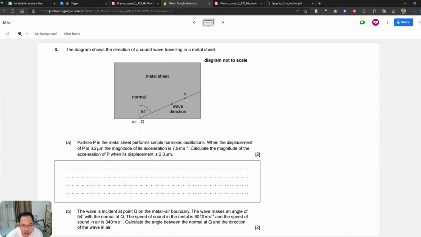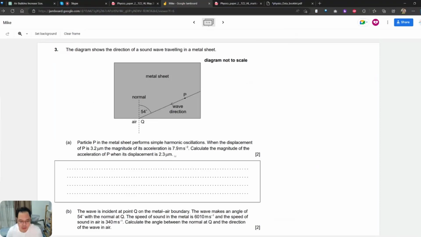A sound wave travels from metal to the air. The particle P here in the metal sheet performs simple harmonic oscillations. With the displacement of the particle P here being 3.2 micrometers, the magnitude of the acceleration is 7.9 meters per second squared. Calculate the magnitude of the acceleration of P when the displacement is 2.3 micrometers.